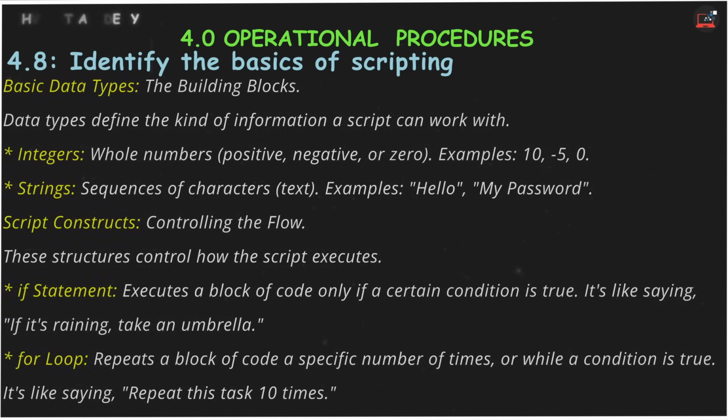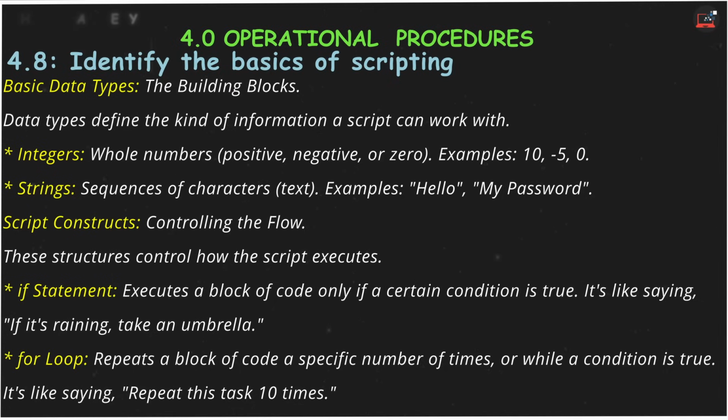Basic data types, the building blocks. Data types define the kind of information a script can work with. Integers: whole numbers, positive, negative, or zero. Examples: 10, -5, 0. Strings: sequences of characters, text. Examples: "hello", "my password".